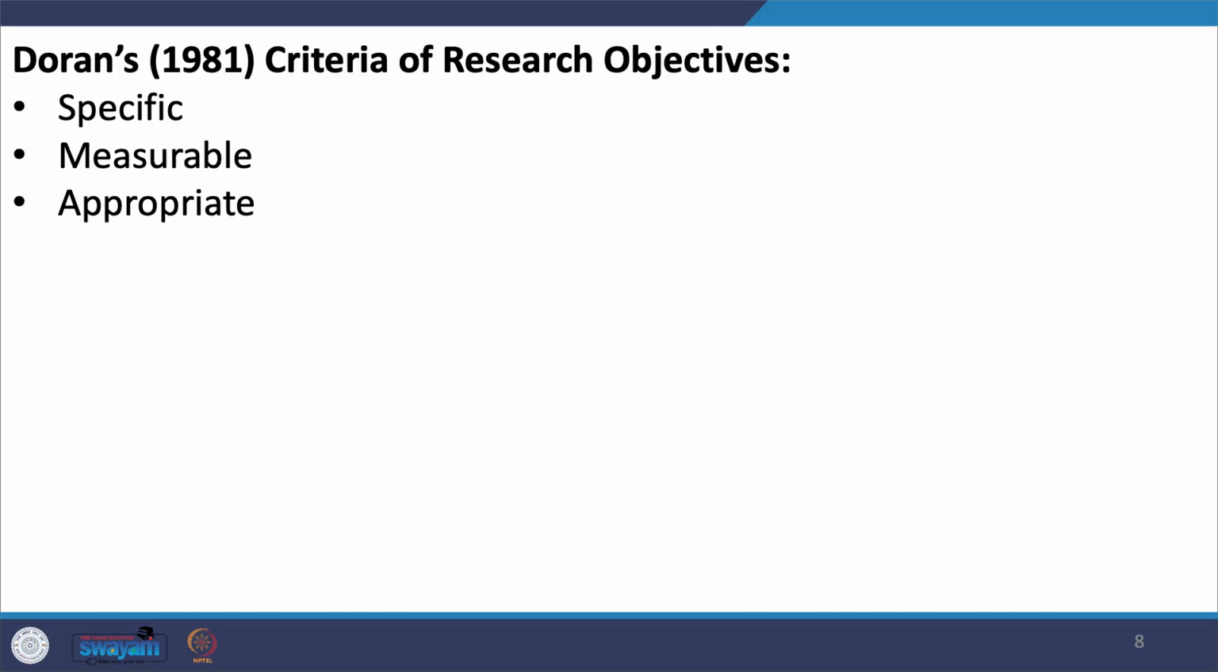Doran's criteria can be applied when setting research objectives. These are specific, be exact about what you are going to accomplish. Measurable, quantify the objectives. Appropriate, align with the needs of the target audience.